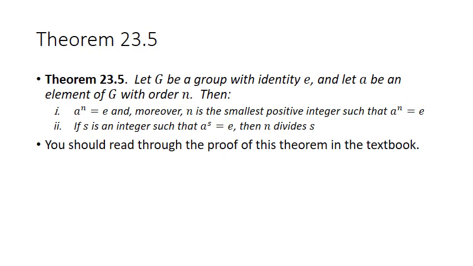Okay, theorem 23.5. So this theorem says let G be a group with identity E, and let A be an element of G with order N. So again, that means that if you would take the group generated by A, the order of that group, the size, the number of elements in it is N. Then we get the following two results. A to the N is the identity element, and moreover, N is the smallest positive integer such that A to the N equals the identity element.